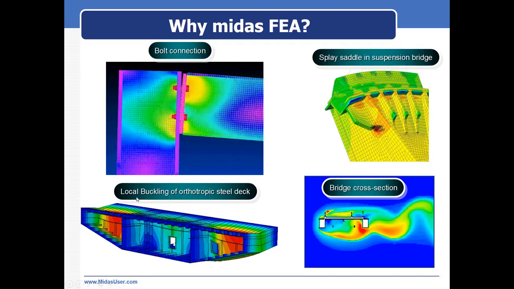Next application could be local buckling of orthotropic steel deck. Generally, when we go for frame modeling of orthotropic steel deck, then we can get the results, but these buckling results, local buckling in detail, cannot be obtained using frame modeling. The design codes do give some considerations for considering the buckling, but that's under approximate approach. For accurate local buckling stresses, we need to go for finite element modeling and hence FEA.